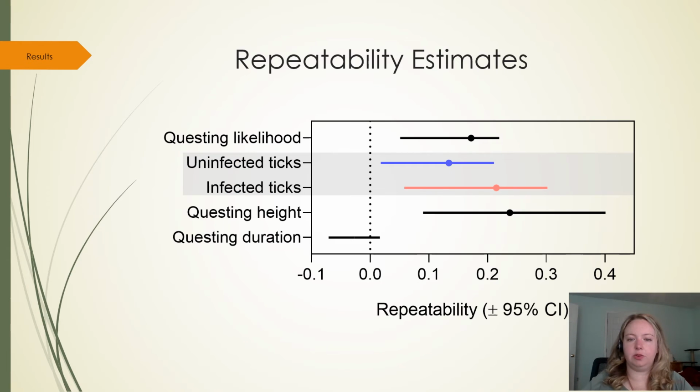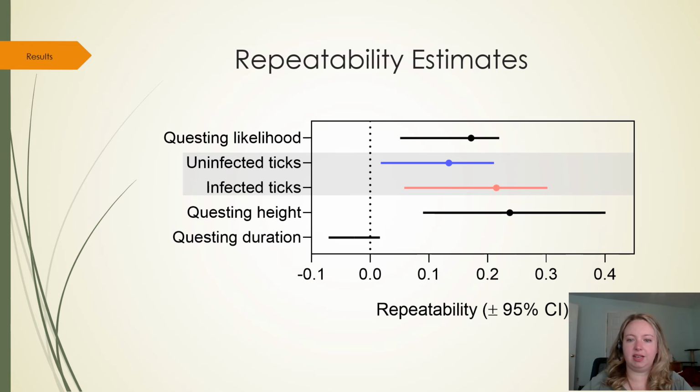This figure shows the repeatability estimates for 3 questing traits: questing likelihood, questing height, and questing duration, which were all measured 3 times in a repeated questing assay. The 2 values in the gray bar represent the repeatability of questing likelihood estimated for uninfected and infected ticks separately, and points represent repeatability. Intervals that overlap 0 represent non-repeatable behaviors. So this shows that all traits except for the total time spent questing were found to be repeatable behaviors.